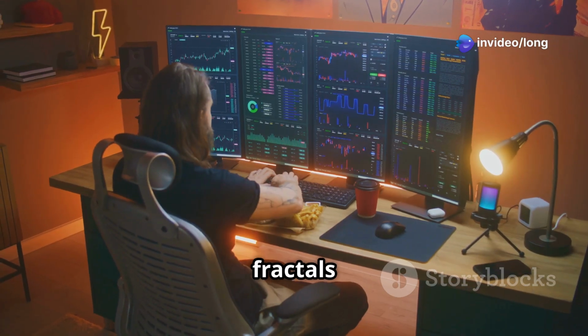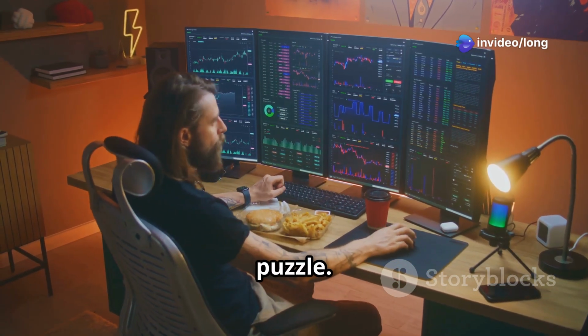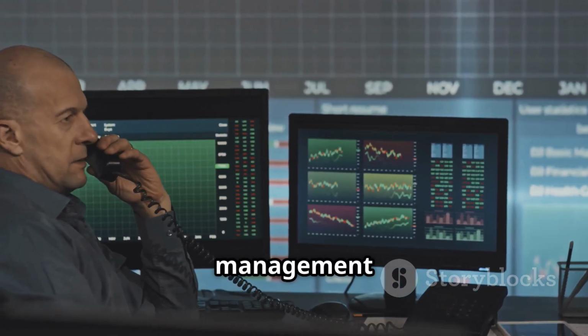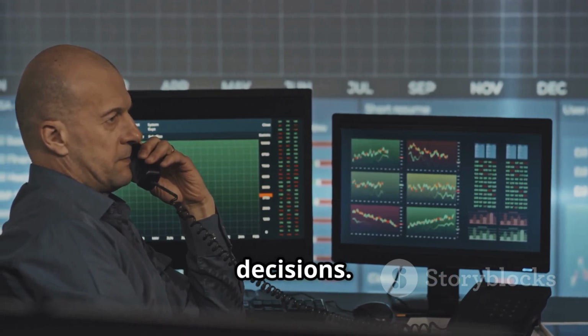Remember, fractals are just one piece of the puzzle. Always combine them with other forms of analysis and risk management techniques to make informed trading decisions.